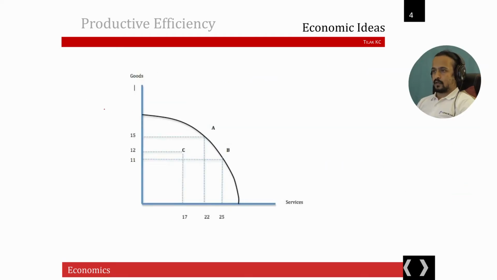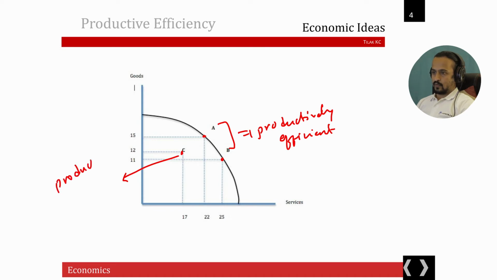Now let's recap what I have just stated. If you look at this production possibility curve, there are 3 points, point A, B, and C. Point A and B are on the production possibility curve, whereas point C is inside the production possibility curve. Since point A and B are on the production possibility curve, these points are productively efficient. So I'm going to call them productively efficient points. Whereas if you look at the point C, it is far inside the production possibility curve. So by definition, this point is going to be productively inefficient.